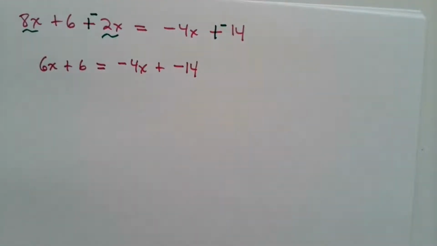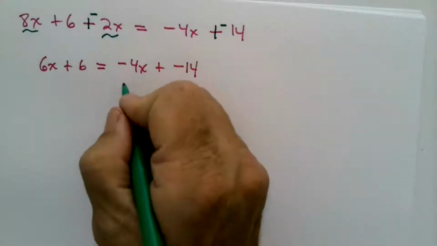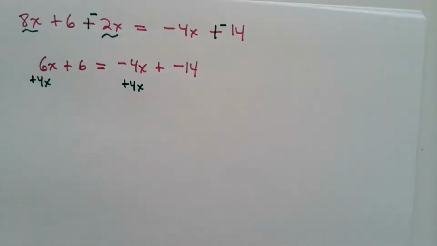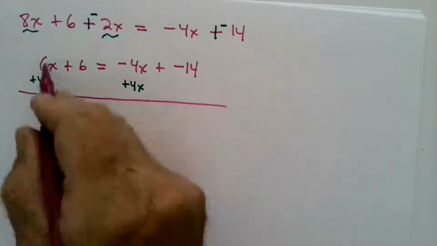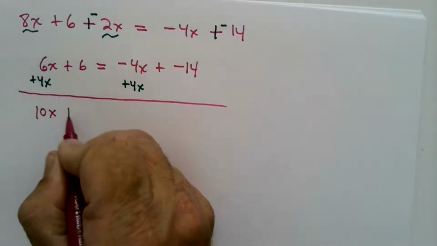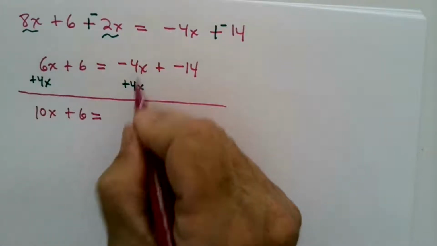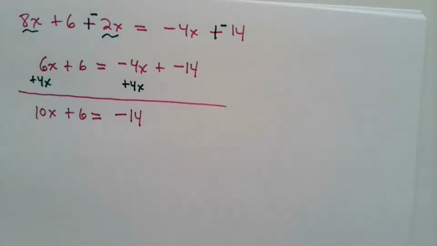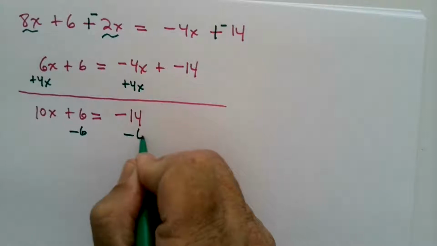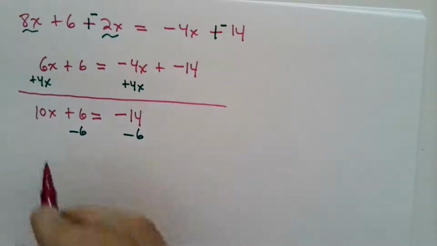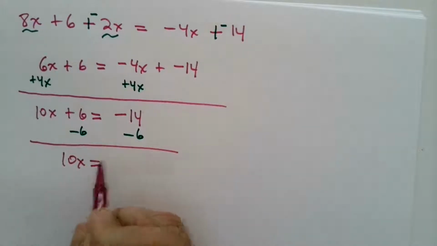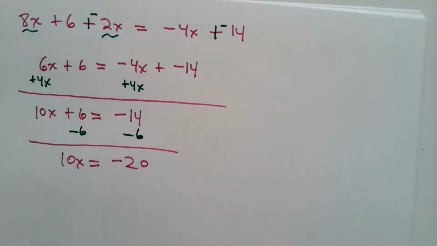There are x's on both sides. So let's get them all on one side. I'll add 4x to both sides, add 4x on this side, add 4x on that side. 6x plus 4x is 10x. Plus 6 equals negative 4x plus positive 4x is 0, plus negative 14. We want to solve for x now, so we will add negative 6 to both sides. Add negative 6 here, add negative 6 there. And I get 10x plus 6 plus negative 6, 10x plus 0, 10x on this side. Negative 14 plus negative 6 is negative 20.